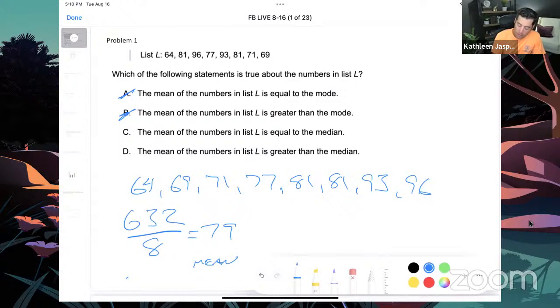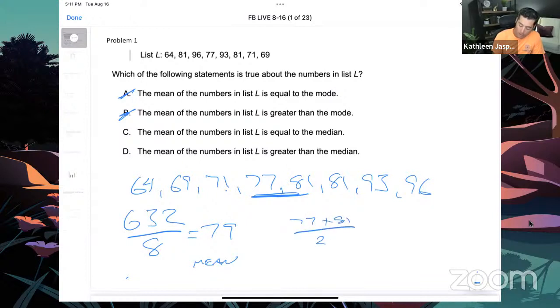There are 8 numbers, 1, 2, 3, 4, 5, 6, 7, 8. If I were to go down, the 2 middle numbers are numbers 4 and 5. Because it's an even numbered set, we have to find the average of the 2. So I've got 77 plus 81 divided by 2. Again, I don't need to write that down because I've got my calculator. So I would just do 77 plus 81 equals, divide 2 equals, look at that, it's 79. So the median is 79.